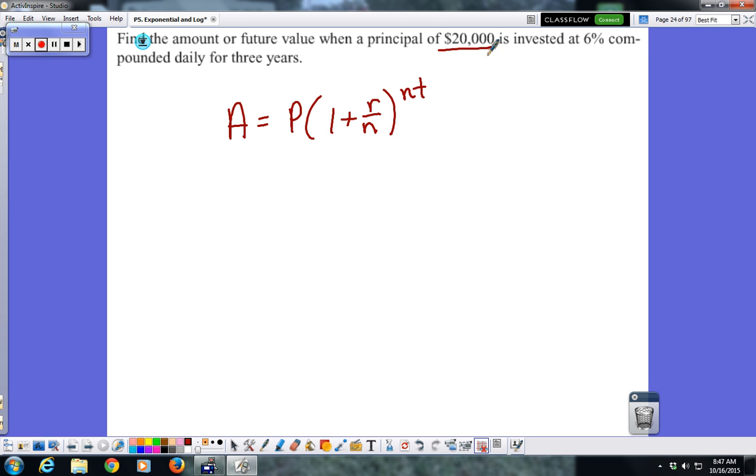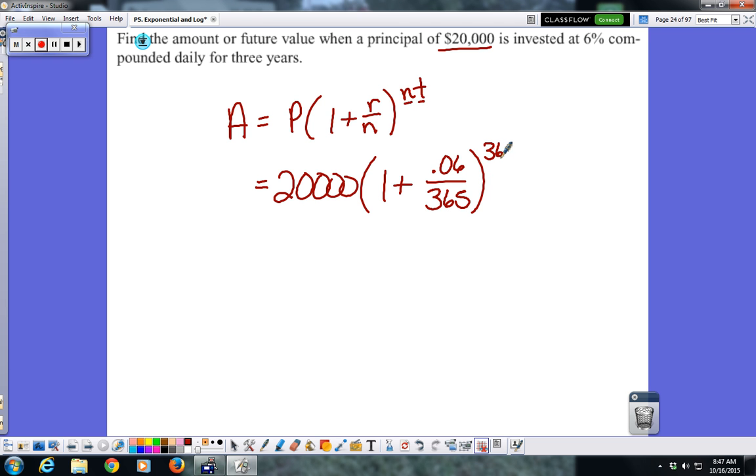You have a principal of $20,000. That's how much you invest. 1 plus your interest rate is 6%. Always make sure you turn that into a decimal. It's compounded daily. So Caleb Haynes, can you tell me what my N would be? 365, raised to the N times T power, so that's 365 times 3 years. So it's typing it into a calculator. That's all you're doing on these.